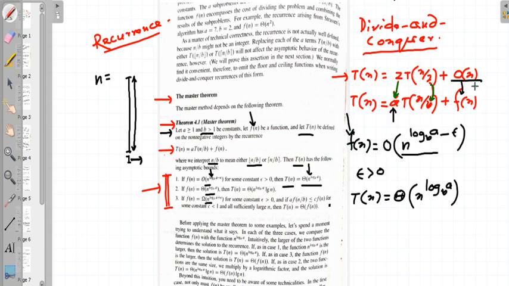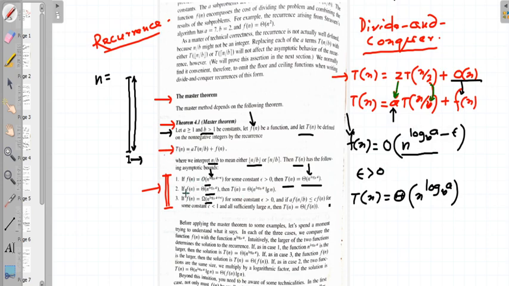that is this one, f(n), is being compared with n^(log_b a). That means this n^(log_b a) is the leaf level cost, and this f(n) will be indicating all the other internal level costs. So that thing we are comparing with the leaf level cost and taking the decision here. So that is exactly what is happening in this master theorem.